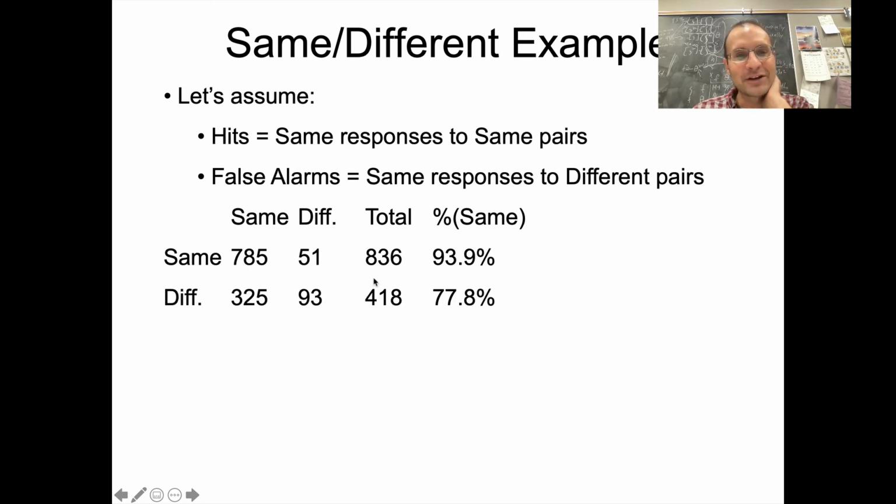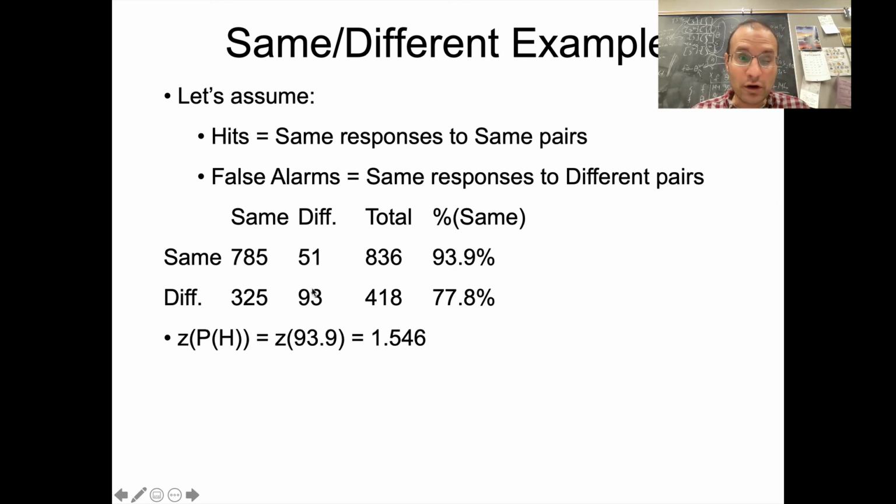The same pairs are presented more often. Unfortunately, these numbers don't totally work out, but we don't need to care because all we need to get out of this is the percentage or proportion of hits and false alarms. And on the basis of those numbers, we can simply calculate d prime.